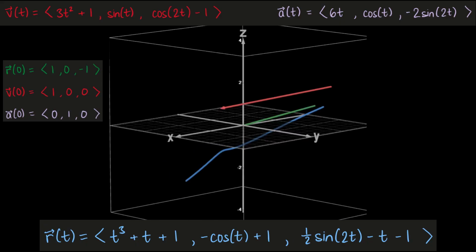And now I'll move the point in the direction of increasing t values so you can see how the vectors change.